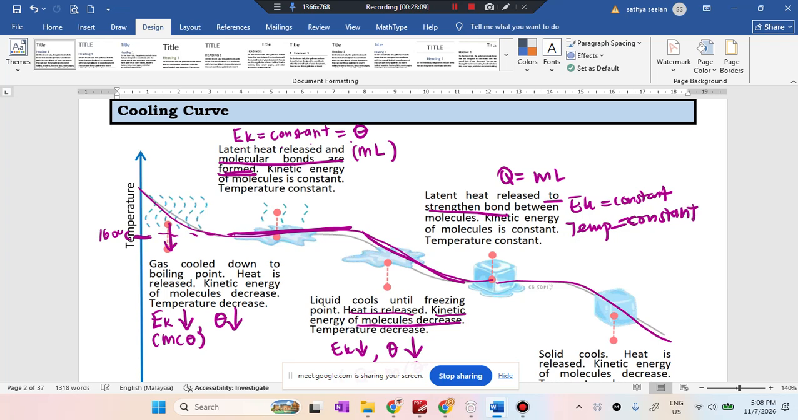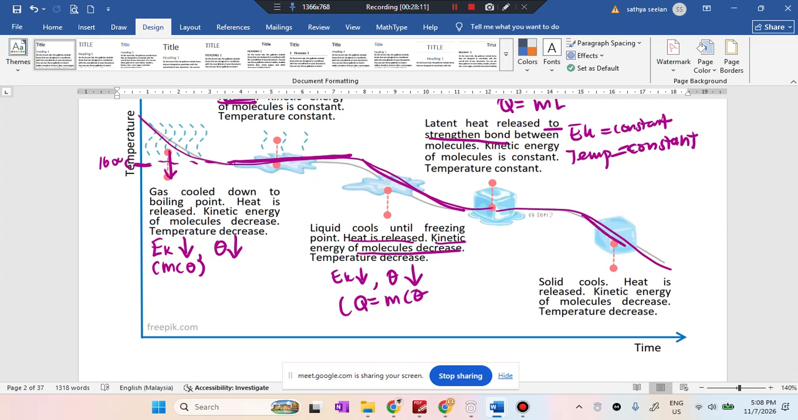And finally, when the solid cools off, heat is released. So your kinetic energy, particles vibrate saja. Dah masuk solid stage, your particles vibrate only, right? So your kinetic energy is decreasing, your temperature is decreasing, and you can use Q equal to MC theta. Okay, setakat ni boleh?